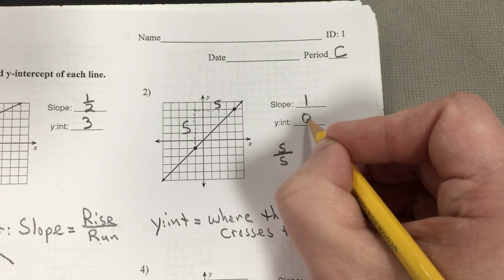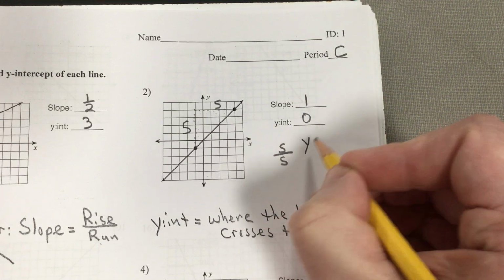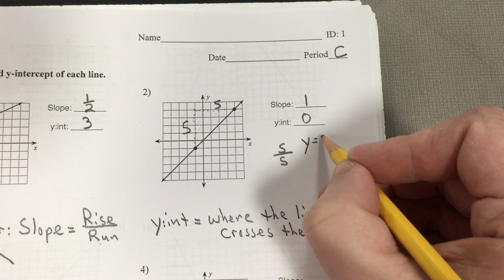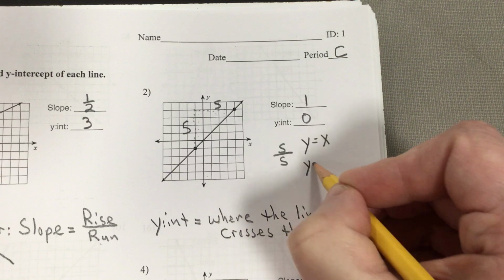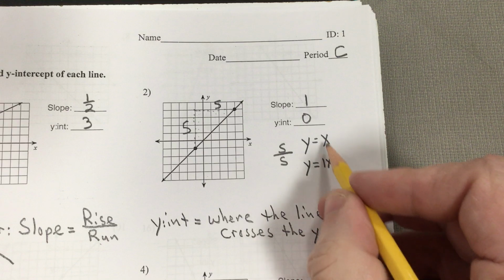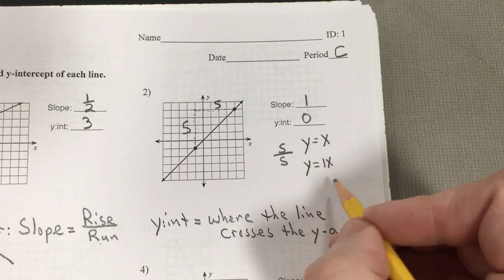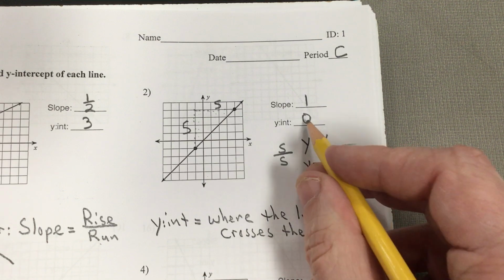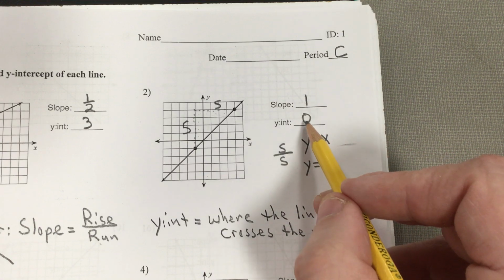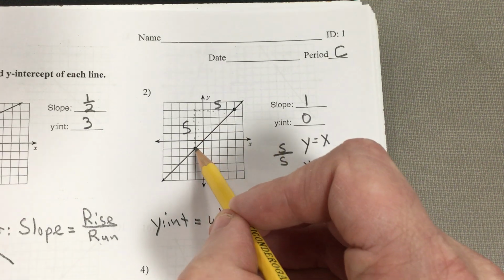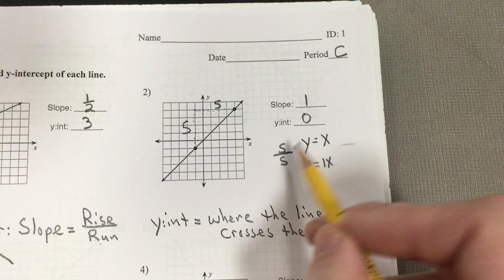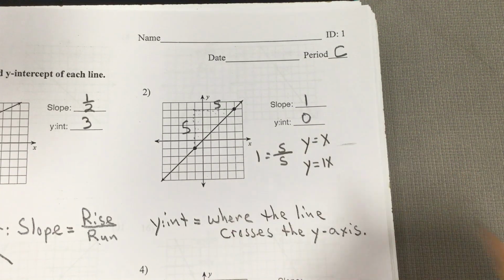So I would expect you to put a 0 there. Now if I was writing this as an equation, it would be y equals, well, it would actually be y equals x. And you might say, well, it's a 1. It'd be written like that if you put the 1, but that really means 1x. And there's no y-intercept behind it because it's 0. So your slope is 1, your y-intercept is 0, and the slope is 1 because it goes up 5 and it goes over 5, and 5 divided by 5 equals 1.